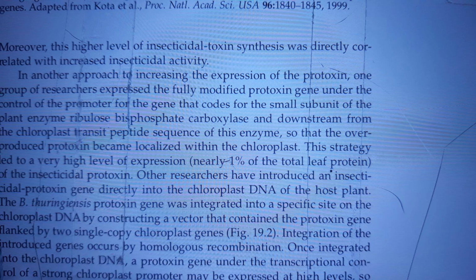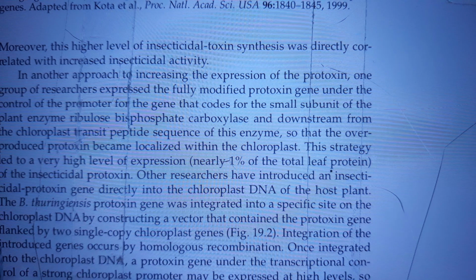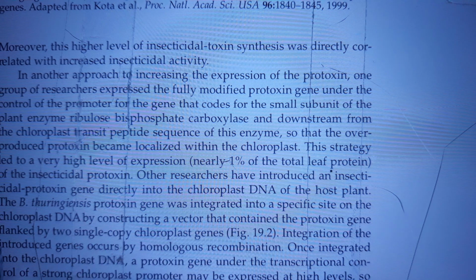Moreover, this higher level of insecticidal toxin synthesis is directly correlated with the increase in insecticidal activity. In another approach to increasing the expression of the protoxin, one group of researchers expressed the fully modified protoxin gene under the control of the promoter of the gene that codes for the small subunit of the plant enzyme ribulose bisphosphate carboxylase, and downstream from the chloroplast transit peptide sequence of this enzyme.